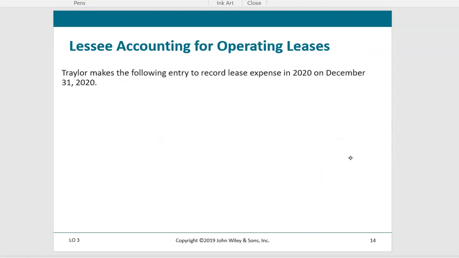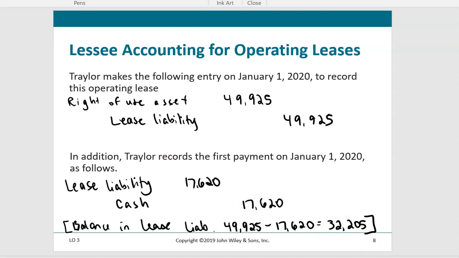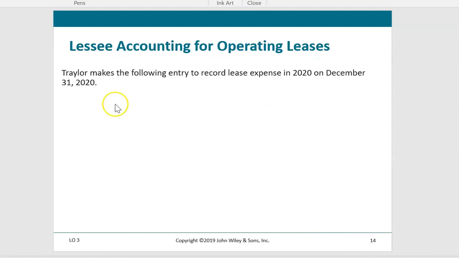So let's go now to our first adjusting entry. Remember, the two entries that have been recorded so far, the company recognized the lease liability and the right of use asset equal to the present value of all the lease payments, $49,925, and then same day also recorded the first lease payment. We have made a cash decrease and we reduced the lease liability. The lease liability, remember, has a balance of $32,205.